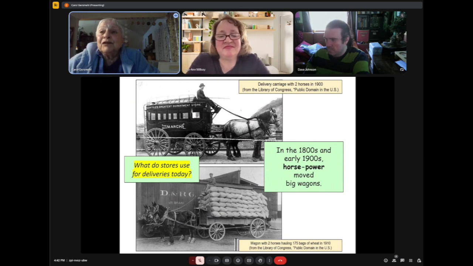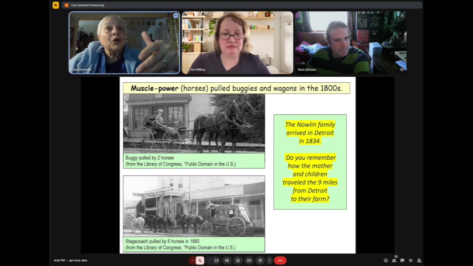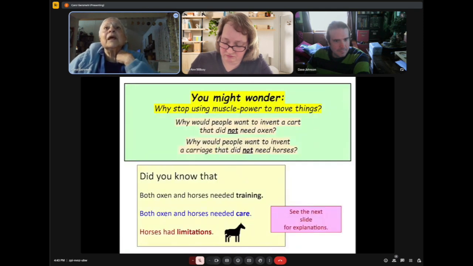You really have to admire. In the bottom picture, we have 2 horses hauling 175 bags of wheat. This is back in the early 1900s. Instead of using a car to go to the grocery store in the past, you'd hitch up 1 or 2 horses and you'd take your carriage. Or if you had to go a longer distance between towns, you might get on a stagecoach.